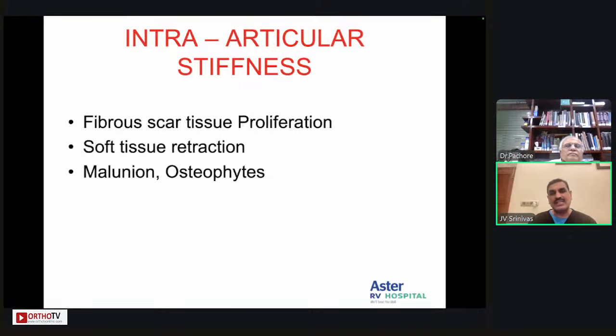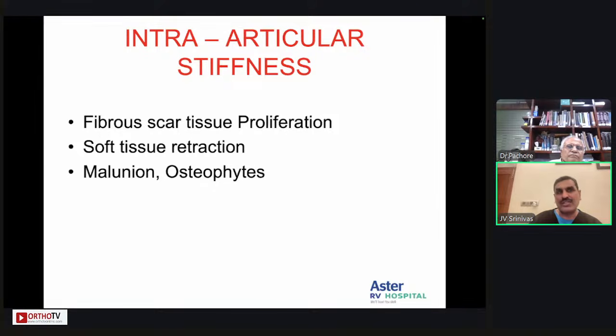So if you go to the other side, intra-articular stiffness is fibrous scar tissue between the articular surfaces causing a stiff knee. Especially in a rheumatoid patient, all of us would have operated on a rheumatoid patient with a stiff knee. Definitely, there is a lot of fibrous tissue between the articular surfaces that causes stiffness. Sometimes soft tissue contraction. And in a post-trauma situation, malunion or osteophytes, interlocking osteophytes within the joint or tenting the ligament cause stiffness in the knee. These are the intra-articular causes. Intra-articular causes can be in osteoarthritis, rheumatoid arthritis, or post-trauma.